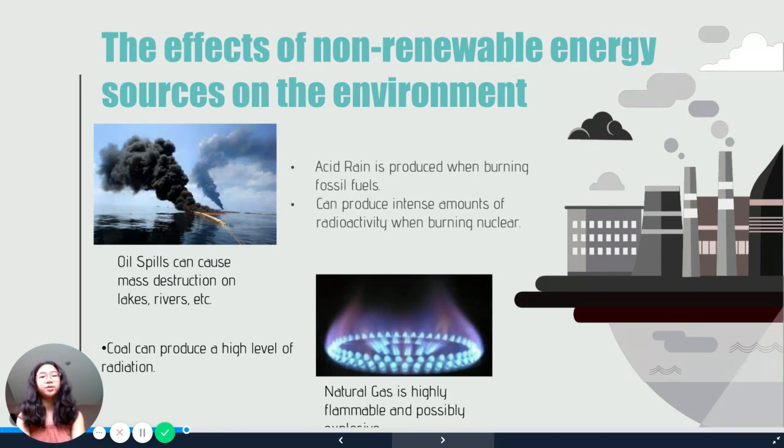Acid rain is produced when burning fossil fuels. Acid rain is also known as sulfur dioxide. You can produce intense amounts of radioactivity when burning nuclear, and coal can produce a high level of radiation. Natural gas is highly flammable and possibly explosive.